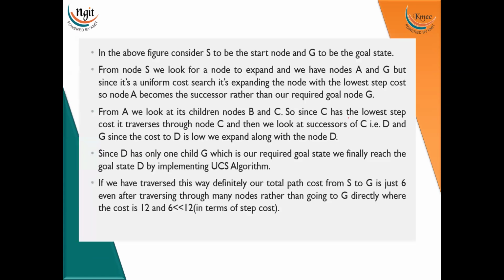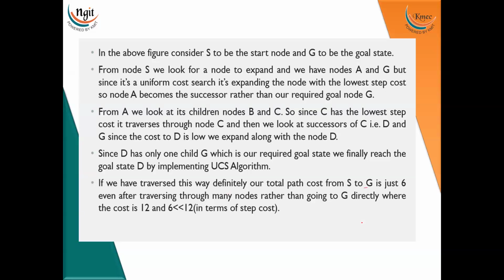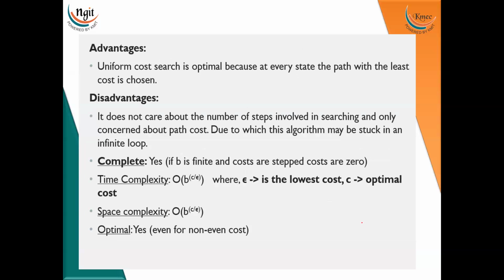So even though we traverse this way, our total cost from S to G is just 6. You can see 1 plus 1, 2, 2 plus 3... total 6. And if we go directly, it is 12. That is, 6 is very less compared to 12. Even though we travel that much, we got the very least cost. So the advantage is it gives you the optimal solution, because at every state it is going to consider the path with the least cost.